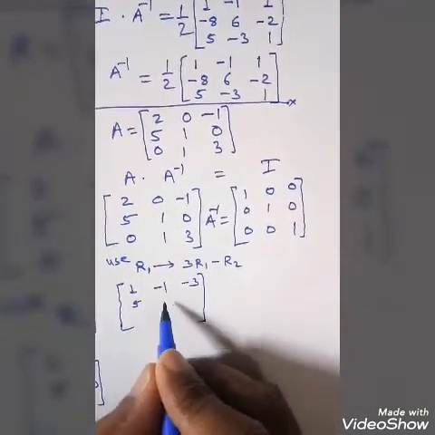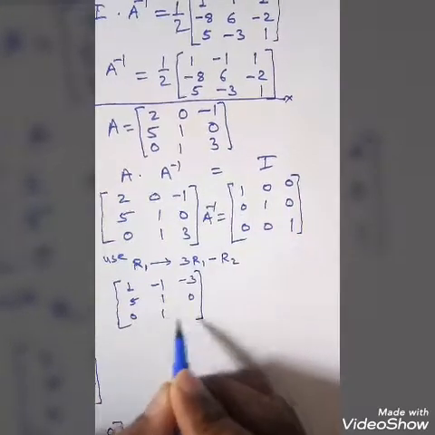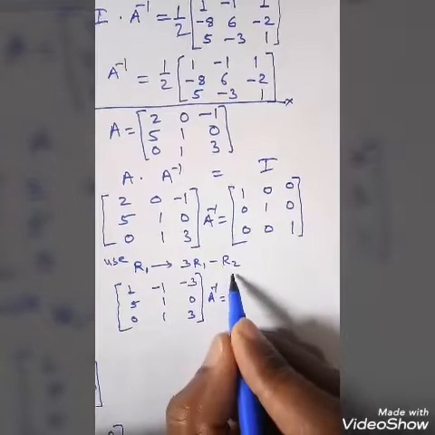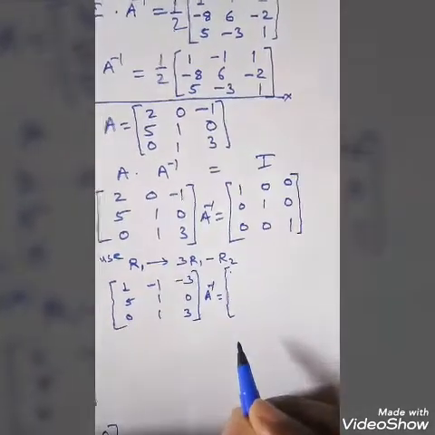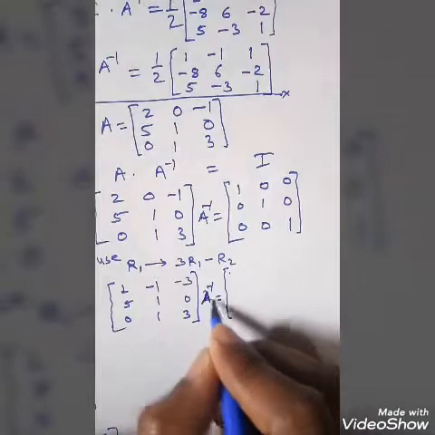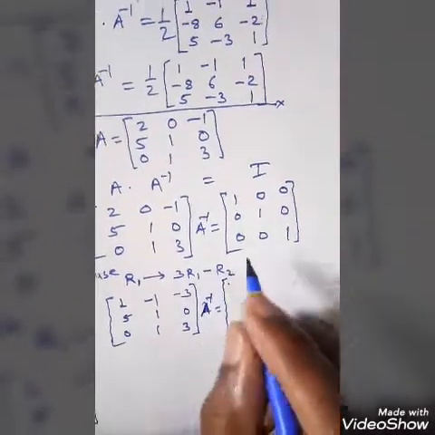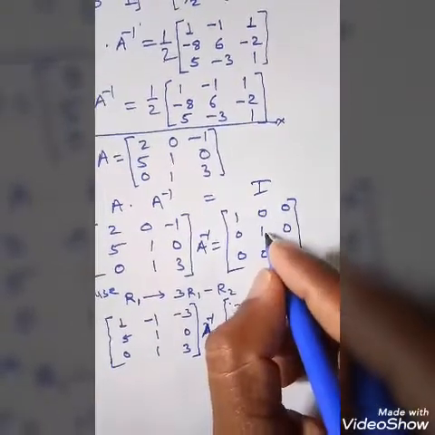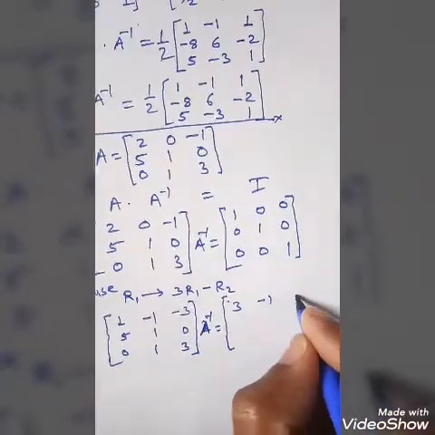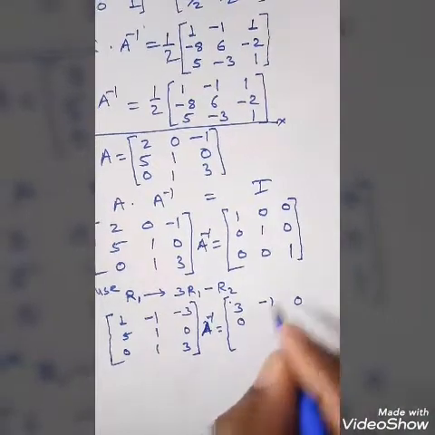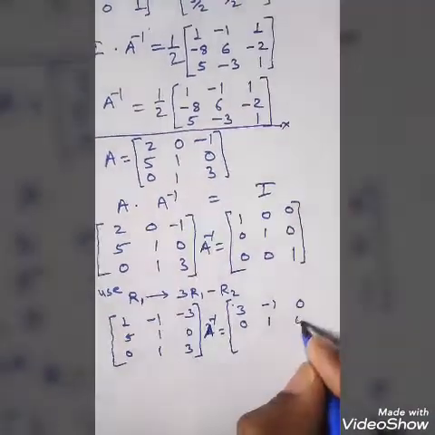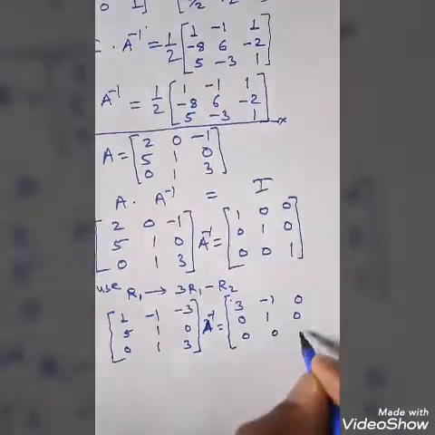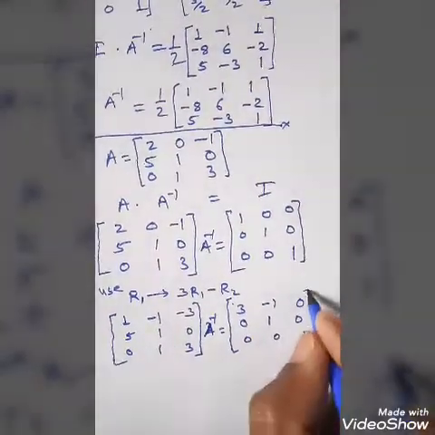Second and third row as it is, 5 1 0, 0 1 3. A inverse. The same operation is performed on right hand side. 3 minus 0 3, 0 minus 1 minus 1, and this 0 as it is, 0 minus 0 0. The same operation 3R1 minus R2 is also performed on right hand side.